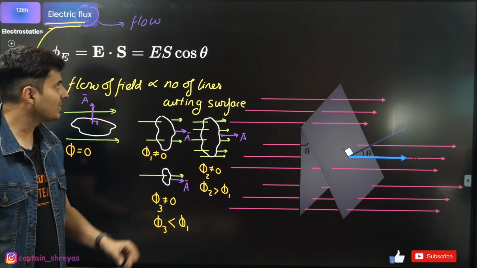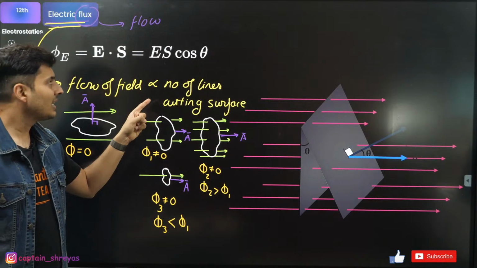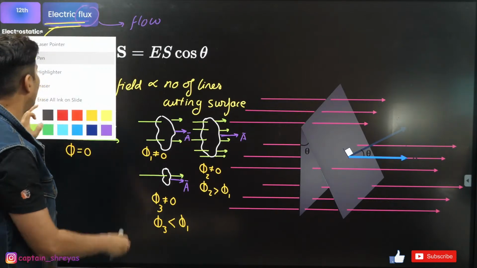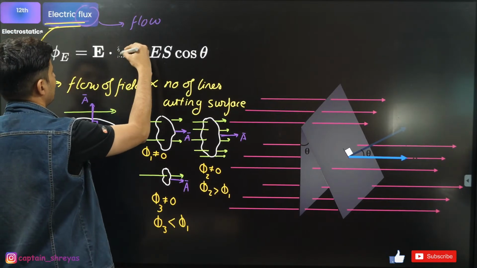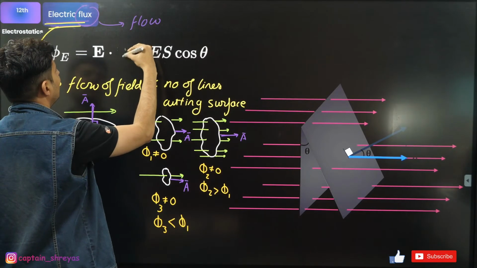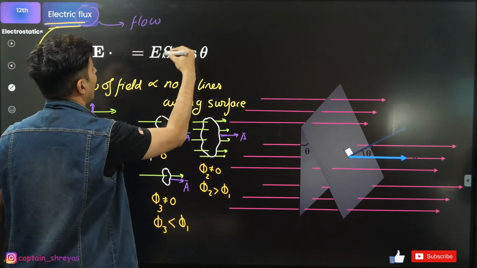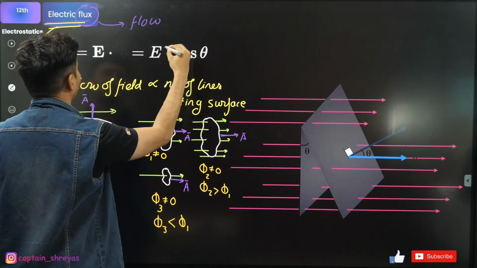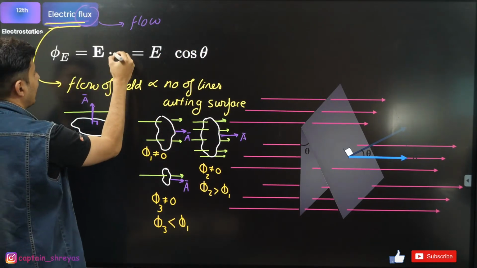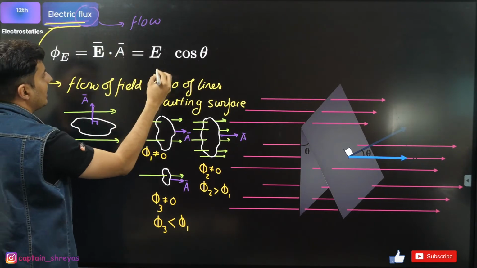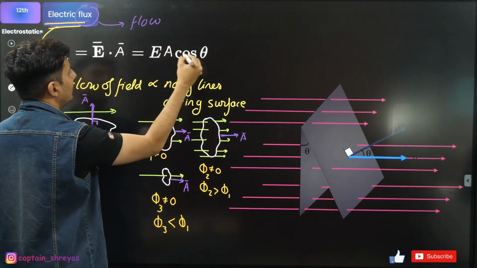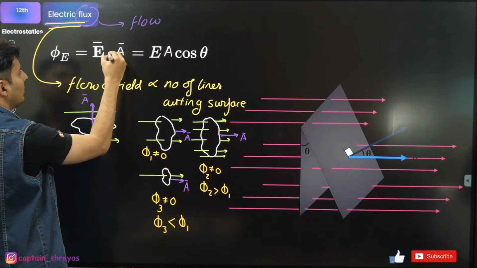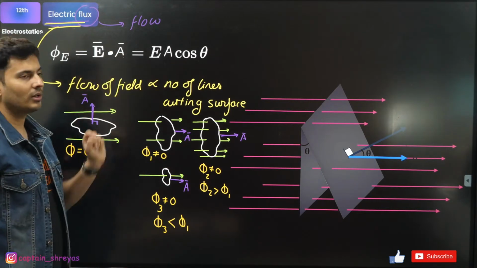Okay, understood, guys? So that's why you will see the flux formula. If you don't like this symbol S, it's okay. Some books use S symbol, some books use A symbol. I like the symbol A. S, I don't like it so much. Okay, don't ask me why. So I can write it as electric field dot area vector, which is E A cos theta. This is basically your dot product.